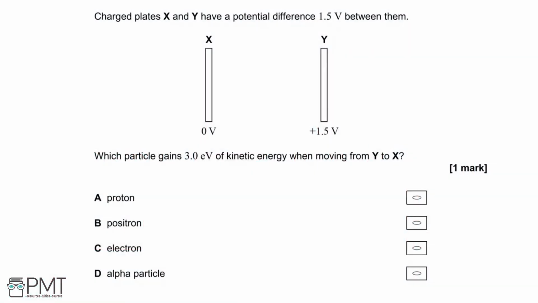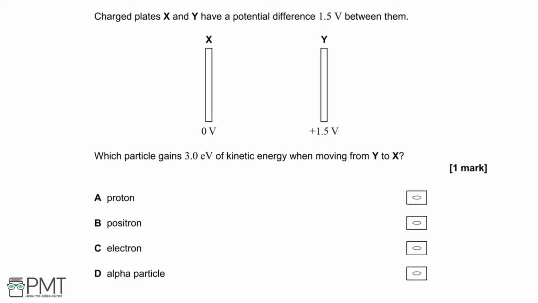Charged plates X and Y have a potential difference of 1.5 volts between them. We've got a diagram there of plate X and plate Y, plate X being 0 volts and plate Y being plus 1.5 volts. Which particle gains 3.0 electron volts of kinetic energy when moving from Y to X? And then we've got 4 particles here: proton, positron, electron, and alpha particle.